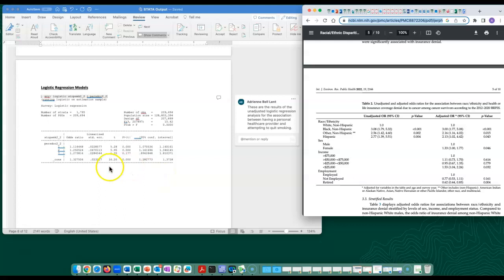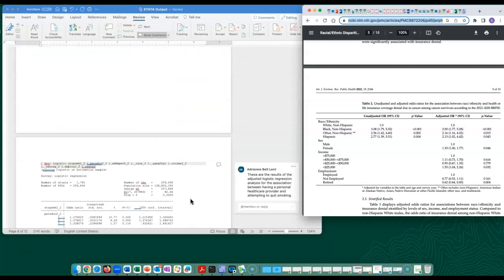And then lastly, those who don't know or aren't sure if they have a personal healthcare provider. Compared to those who don't have one, those who aren't sure if they have one have an odds ratio of 1.27 in terms of attempting to quit. The p-value is 0.177, and the confidence interval is listed here. It says 0.896 and then 1.81. So these are the results of your unadjusted logistic regression.